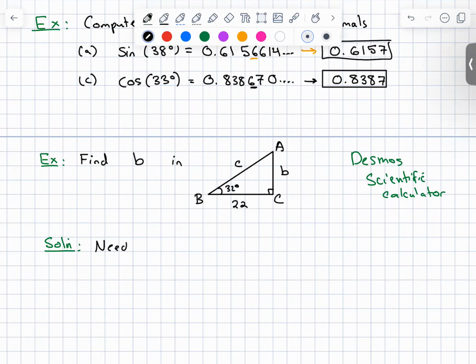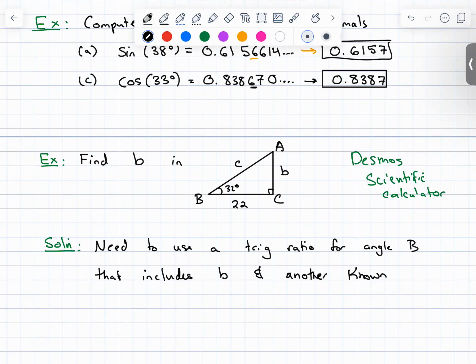We need to use a trig ratio for angle B that includes lowercase b and another known side length.